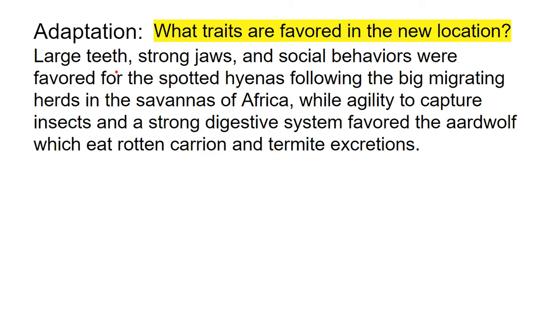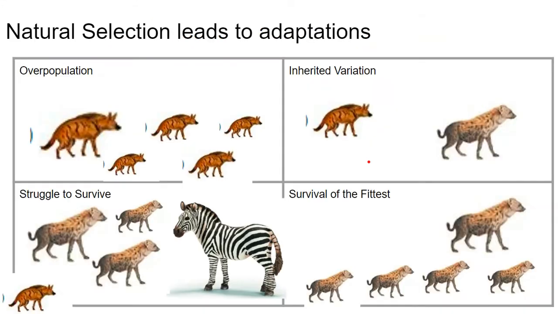So, large teeth, strong jaws, and social behaviors were favored in the spotted hyenas following the big migrating herds, while agility to capture insects and a strong digestive system favored the aardwolf, which eats rotten carrion and termite excretions. So, we look at this from a picture basis.